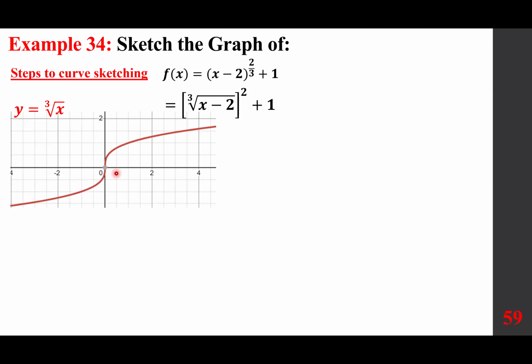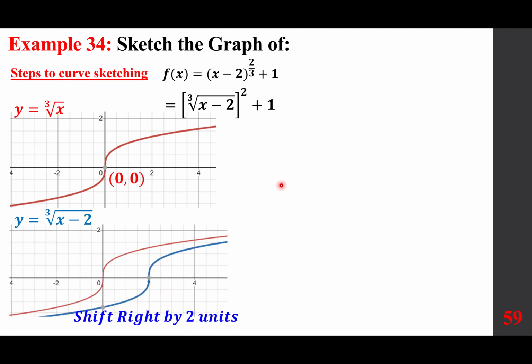We should know the graph looks like that. And of course, this is 0, 0. So that's the first one. Then we are going to go to cube root of x minus 2, which is the same function, but shifted to the right by 2 units. So shift right by 2 units. We're going to move this to the right by 2 units. And the effect of that is that 0, 0 moves to 2, 0.